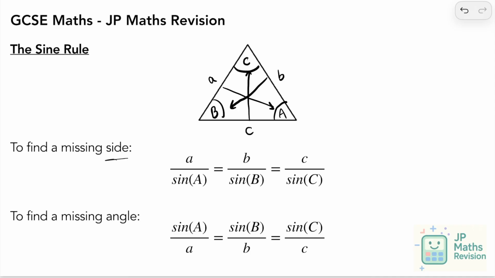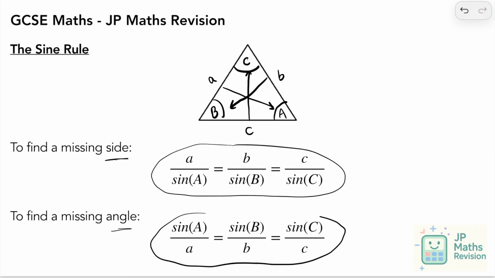So if we want to find a missing side, we use this version of the sine rule. And if we want to find a missing angle, we use this version. Both versions are exactly the same, mathematically they're identical. It's just easier if we're trying to find a missing side to use the top one, and it's easier if we want to find a missing angle to use the bottom one.